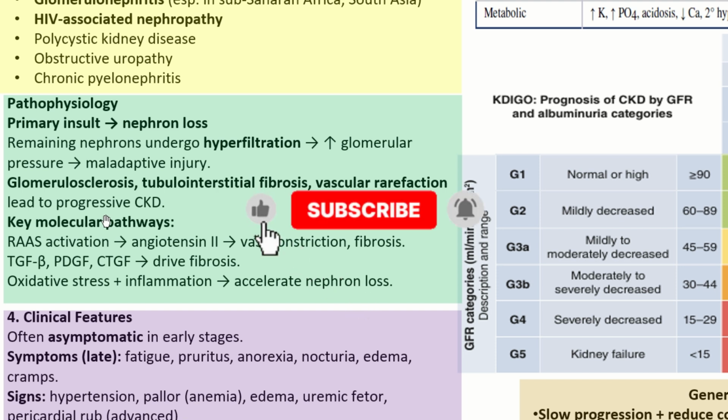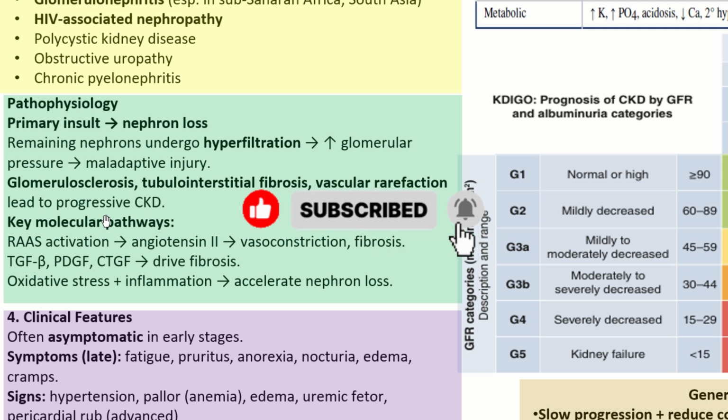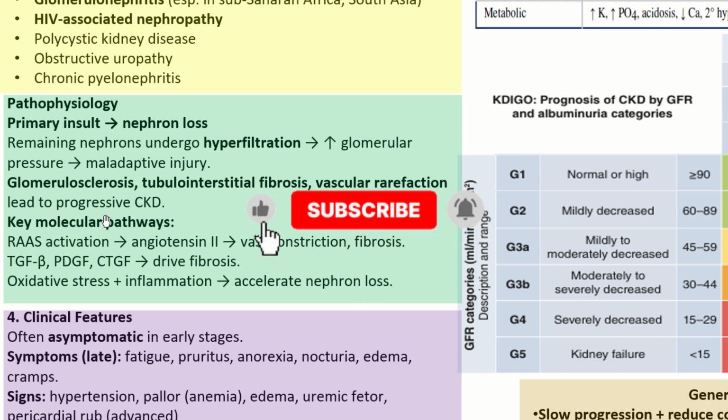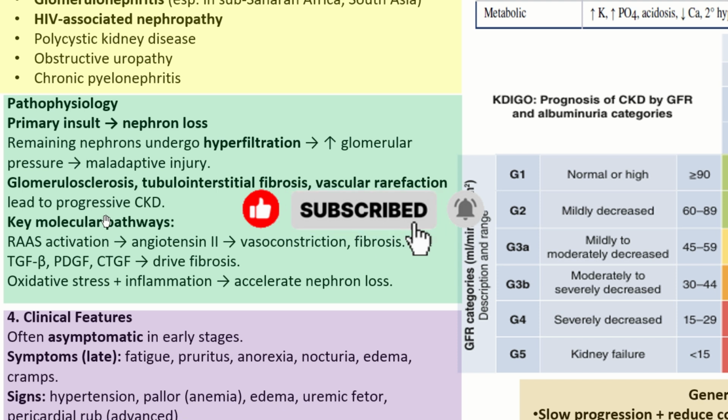And as that continues, the pressure keeps on building. We're going to end up with tubulointerstitial fibrosis. We're going to have vascular rarefaction. And that is what is going to actually lead to progressive CKD, because more and more nephrons are going to be lost, and we shall not be able to compensate. And it is not until someone has lost about 50% of the nephrons that they would start to present with symptoms, or that the creatinine will start to rise.